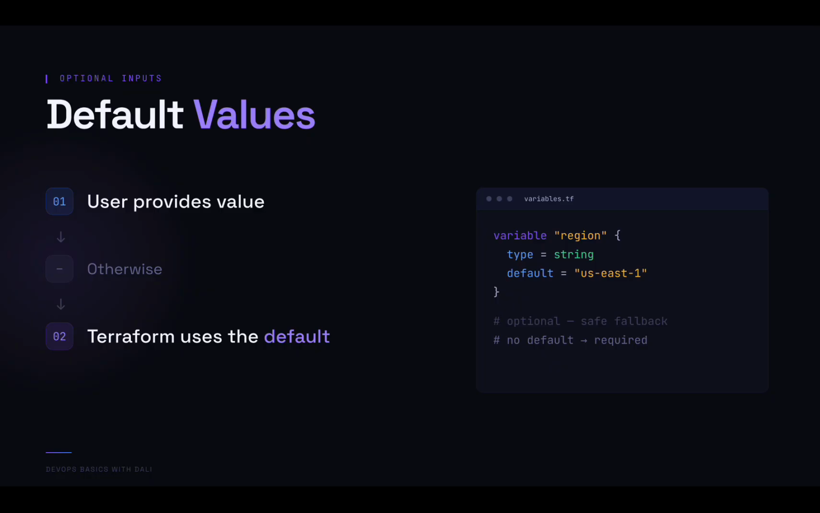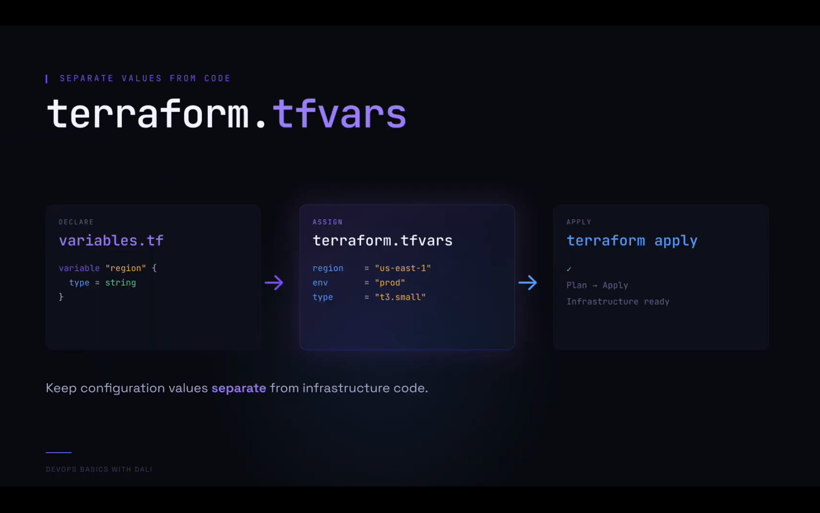Variables can also have default values. If the user provides a value, Terraform uses it. Otherwise, Terraform automatically falls back to the default. This makes variables optional and provides sensible defaults for your projects. If no default is defined, Terraform will require the user to provide a value before running the deployment.